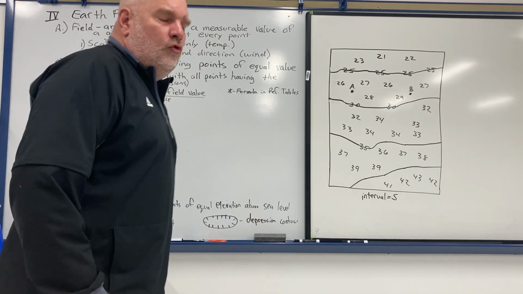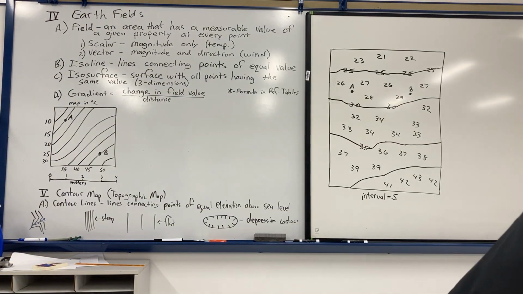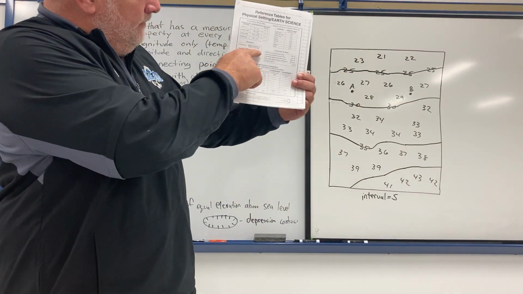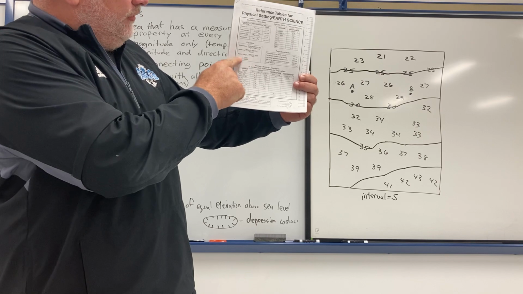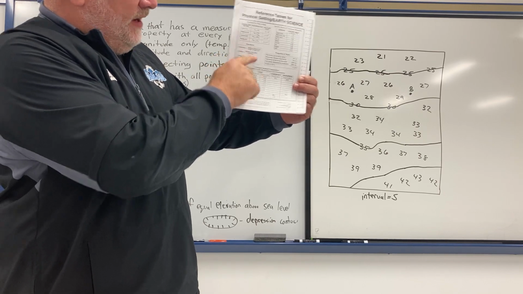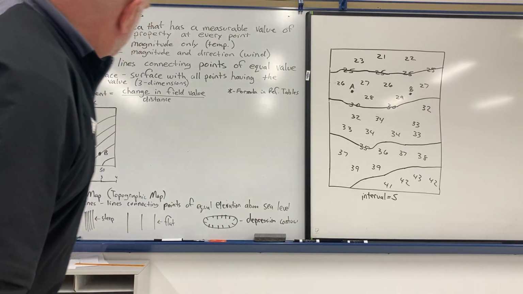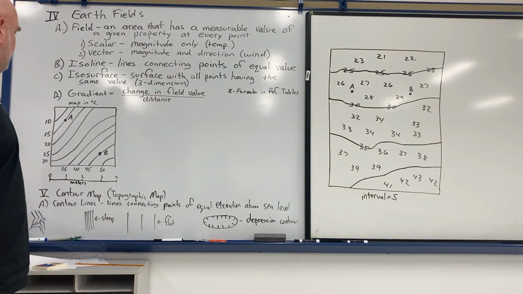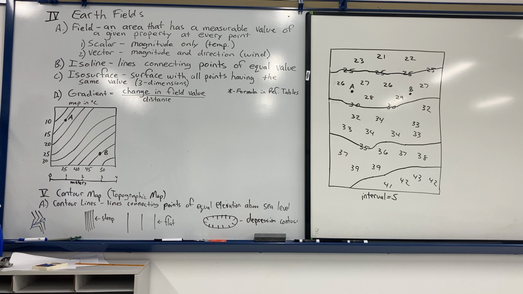Now, in your reference tables, right here, you have a formula for gradient, change in field value divided by distance. So it's this thing right here. All right. So let's say I have a map over here, and what I want to do is calculate the gradient between point A and point B.